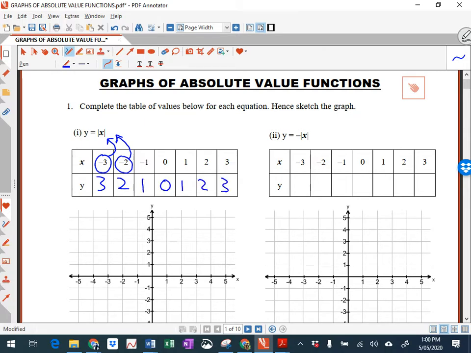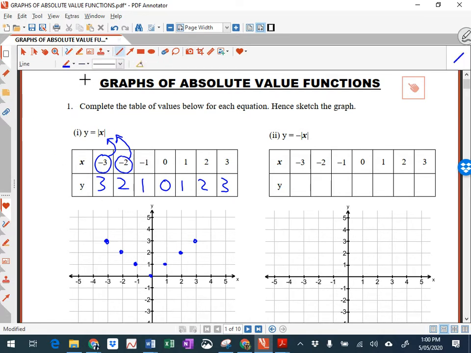Okay, now we're going to plot those points. So -3, 3, out there, -2, 2, -1, 1, then 0, 0, 1, 1, 2, 2, then 3, 3. Okay. Now, once we do that, we're going to then draw a line through those points.